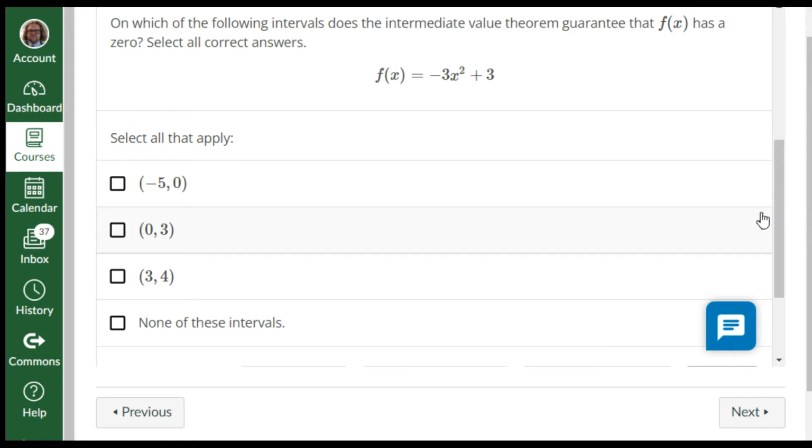On which of the following intervals does the intermediate value theorem guarantee that f has a 0? All right. Notice that these are open intervals, which is different from the statement of the intermediate value theorem in your notes. That's okay. Let's still just check the endpoints. That's the only thing we should concern ourselves with.